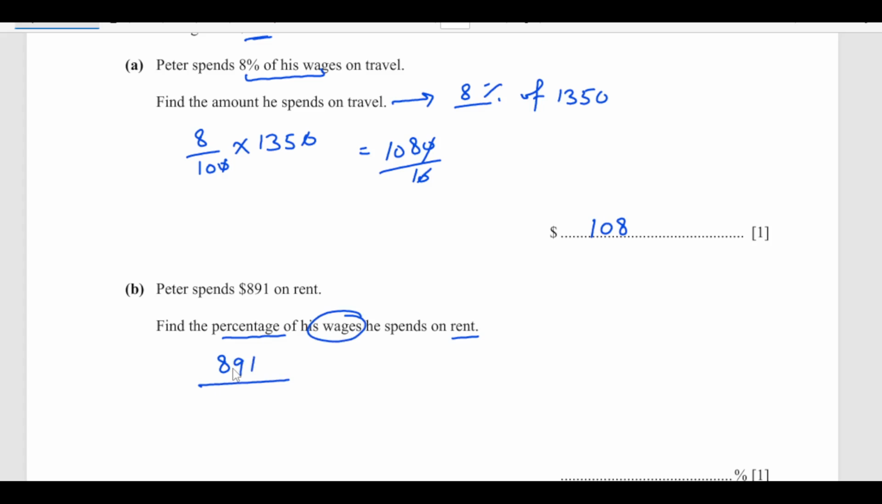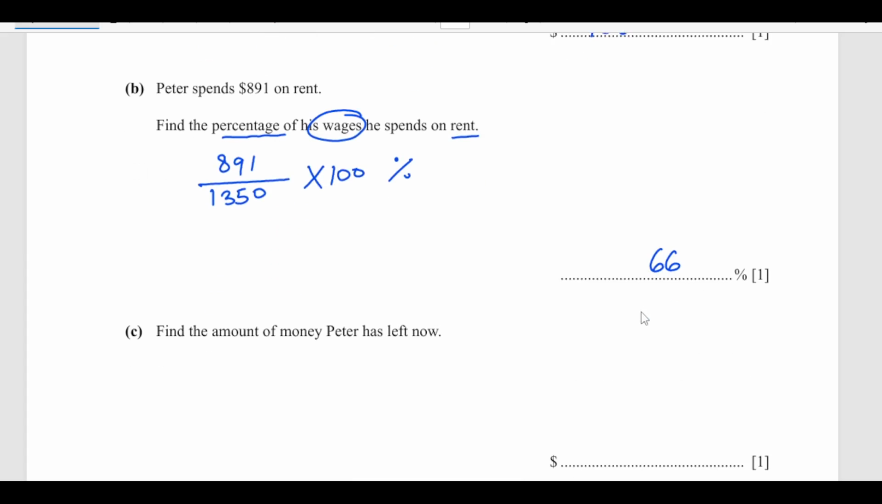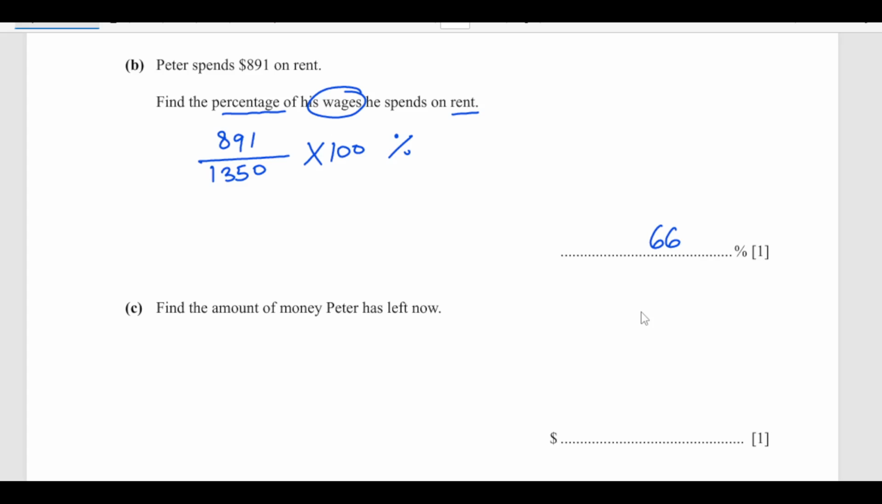His wage is 1,350 and we are looking for the percentage, so times 100, that will give us the percentage. So just plug in all the values in the calculator and we are going to get 66. Now find the amount of money Peter has left now. So what is the amount left?